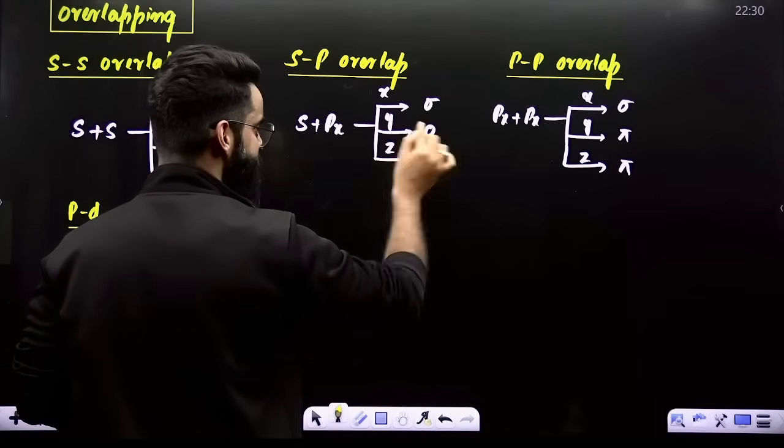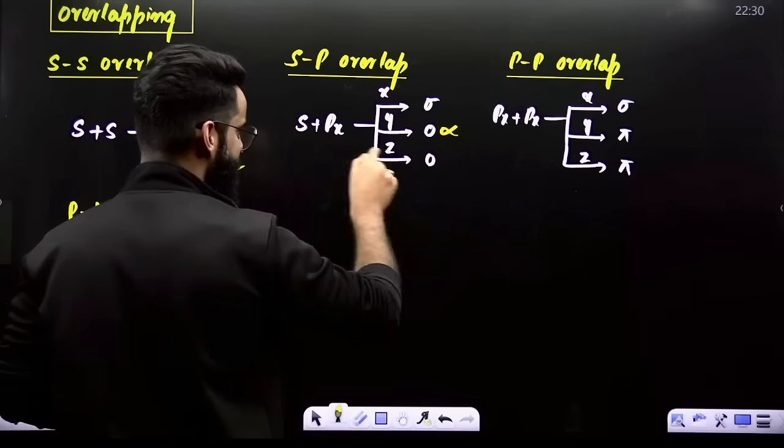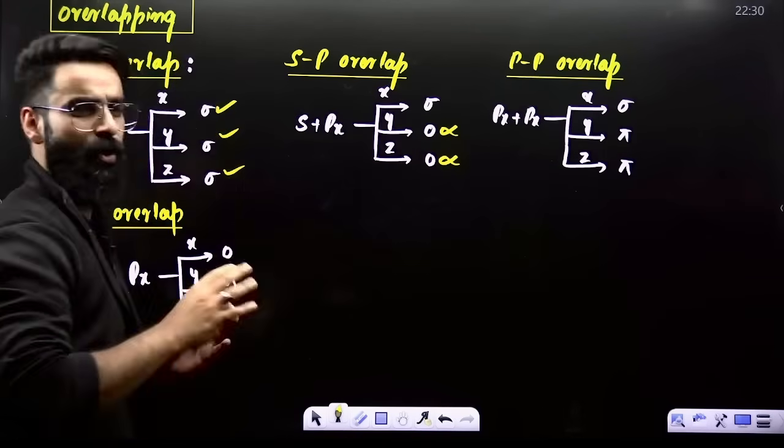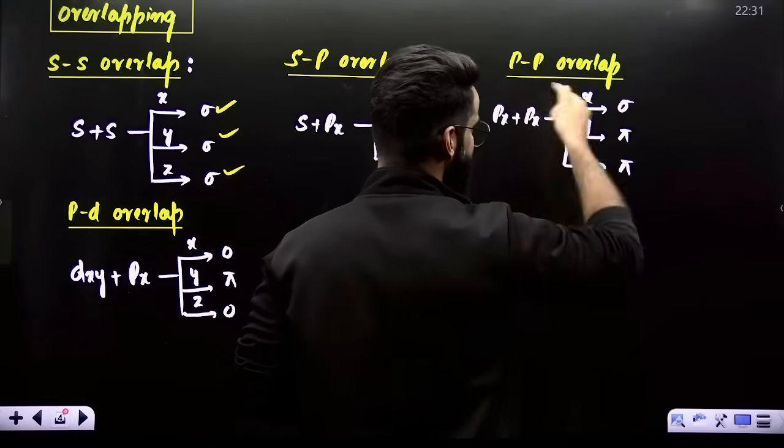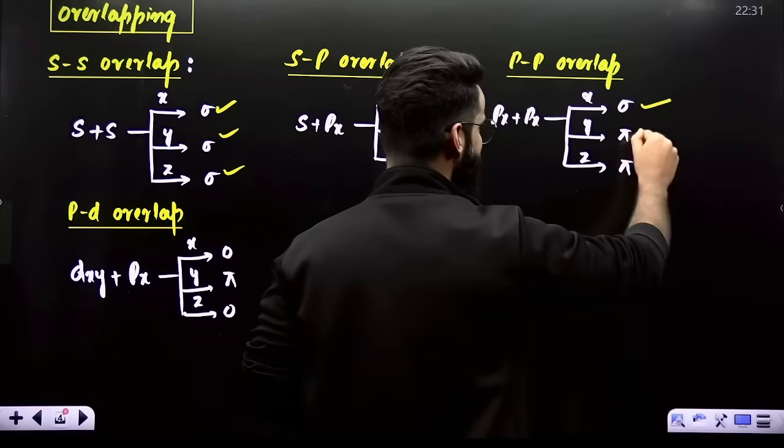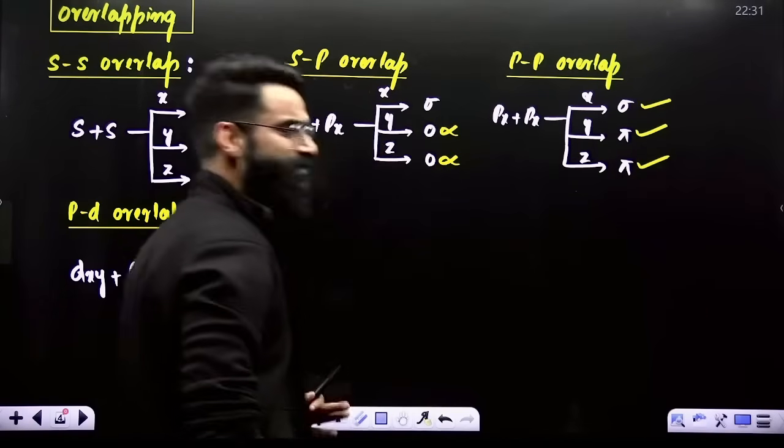If y is the internuclear axis, no bonding at all. If z is the internuclear axis, no bonding, no overlapping. Right? Similarly, your px and px, if x is the internuclear axis, sigma bond. Y internuclear axis, pi bond. Z internuclear axis, pi bond.